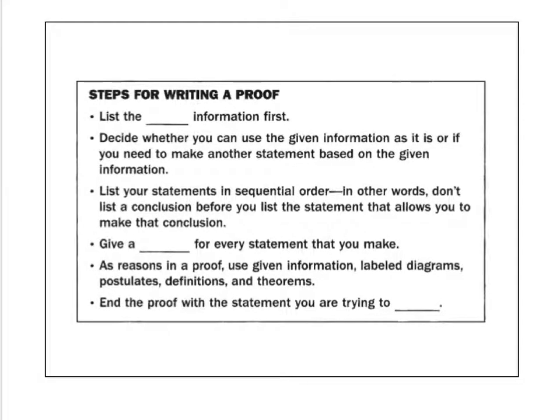And here are some steps to write a proof. We went through this in class. To write a proof, you need to list the given information, and this is a two-column proof. So you have to list the given information. Then you decide whether you can use the information to derive new information.